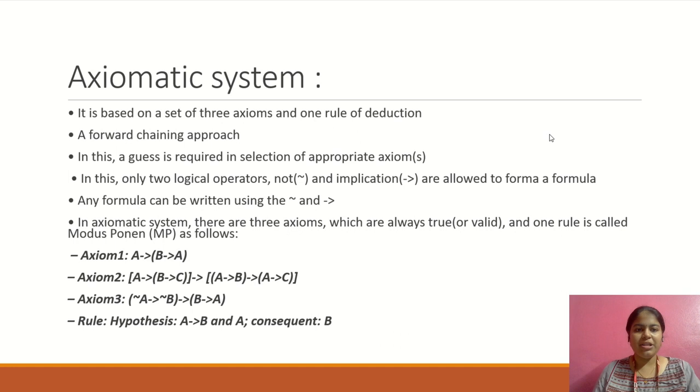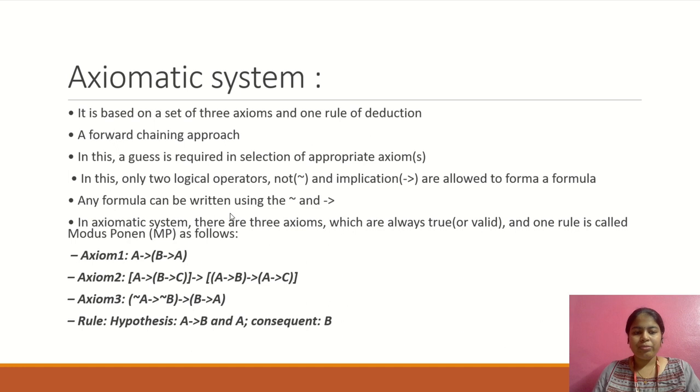Axiomatic system. It is based on a set of 3 axioms and 1 rule of deduction. Axiomatic system is a forward chaining approach. In this, a guess is required in selection of the appropriate axiom. In this, only 2 logical operators, not and implication, are allowed to form a formula. Any formula can be written using negation and implies. In axiomatic system, there are 3 axioms which are always true, and one rule called modus ponens, as follows.